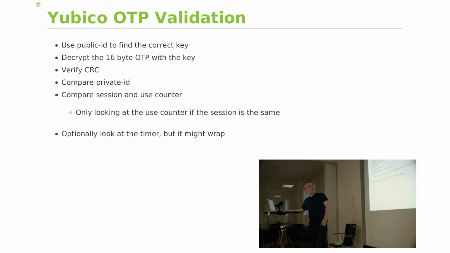Validation for the Yubico OTP then. Yep, so you find the correct key with the public ID, as the ID was part of the OTP already. Decrypt it, verify CRC, and you compare the private ID and the counters. So again, it's event-based. You have to store the counter of the token, but you might not have synchronization problems as you could allow for a bigger window since you don't have to test in the same way. Optional look at the timer, but it might wrap, I'm writing, which makes it quite useless.